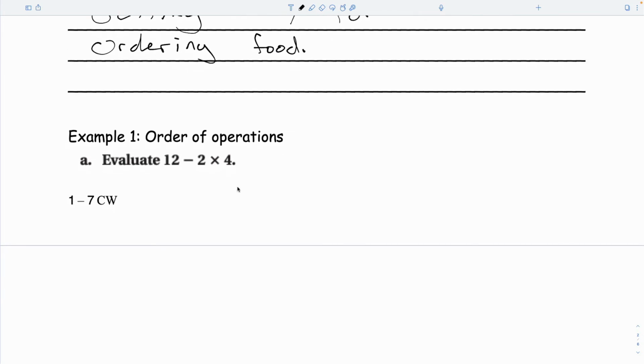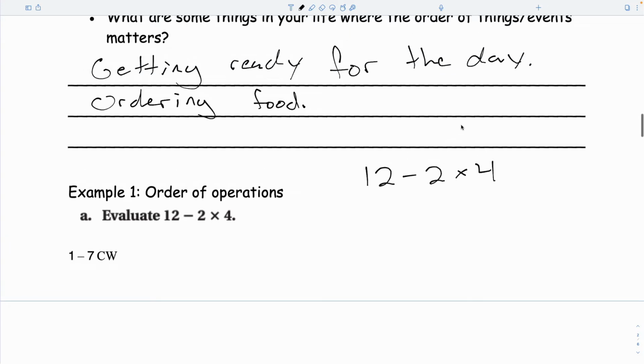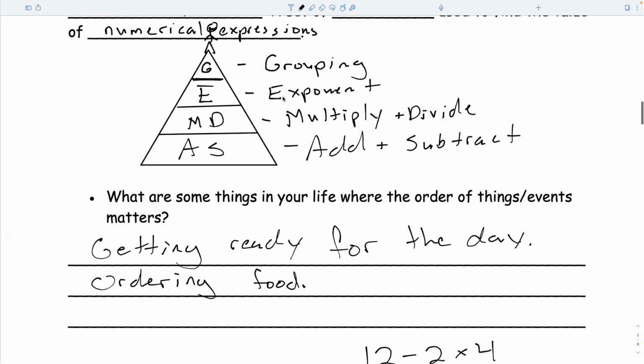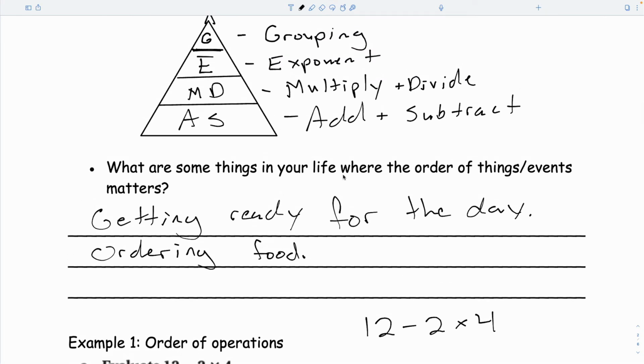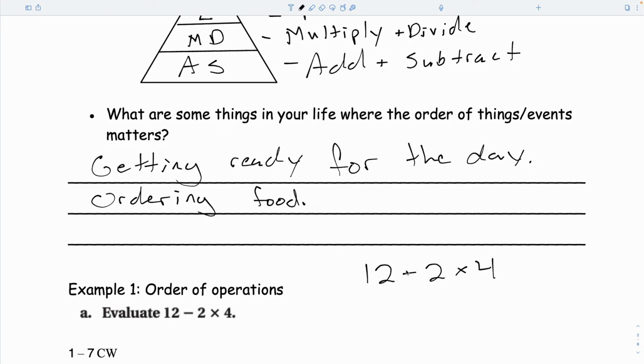We're starting out kind of easy. 12 minus 2 times 4. Write that up here. For today and the rest of next week, I'm going to have you just look back at the GEMDAS pyramid. Sometimes GEMDAS won't happen a lot. Like I don't have grouping. Sometimes I don't have exponents. That's okay. Do I have any grouping in this one? There's no parentheses. There's no division bar. No. So I can just move on.